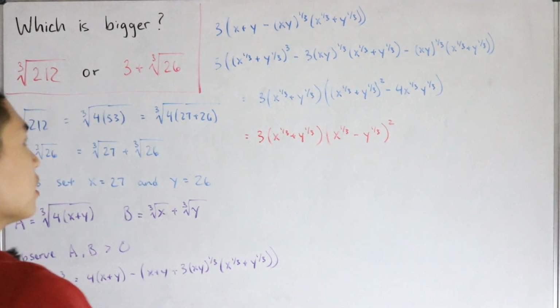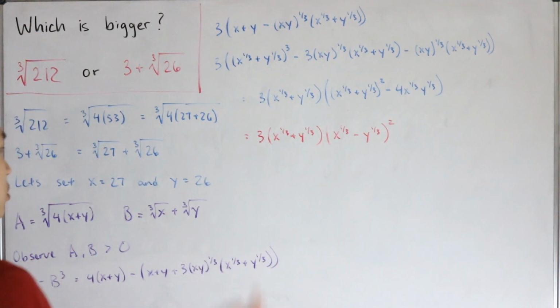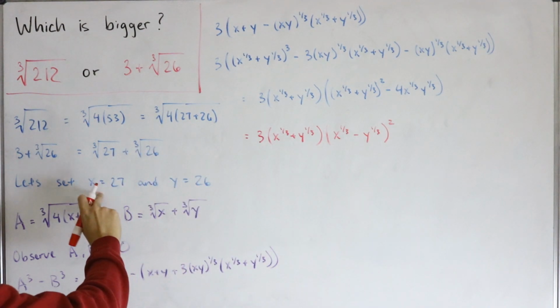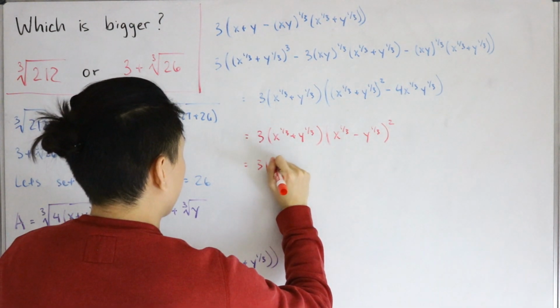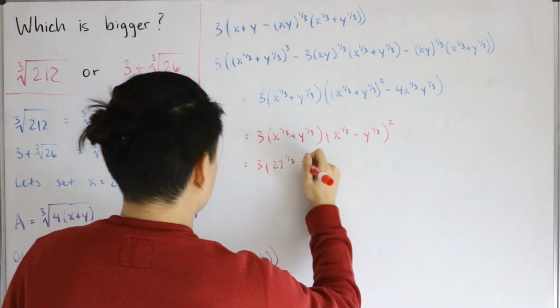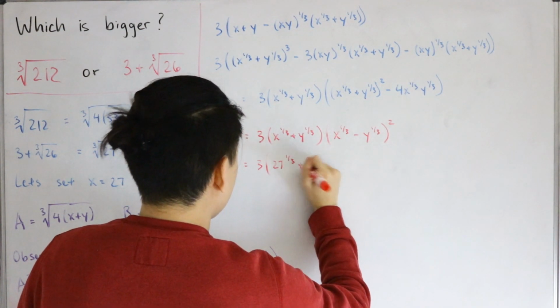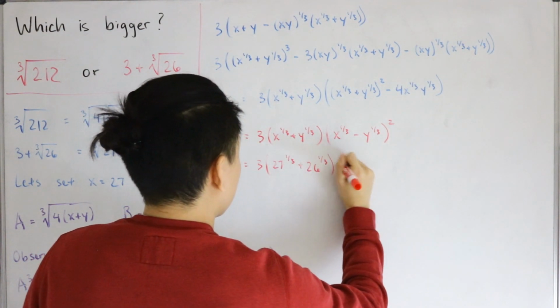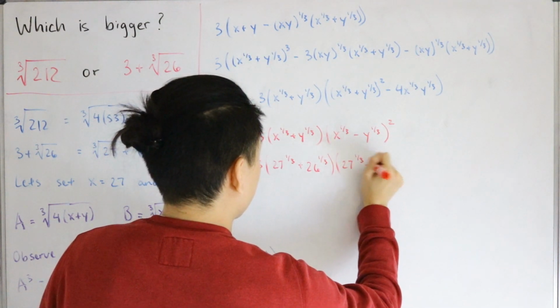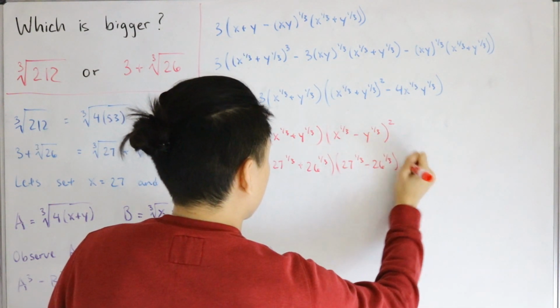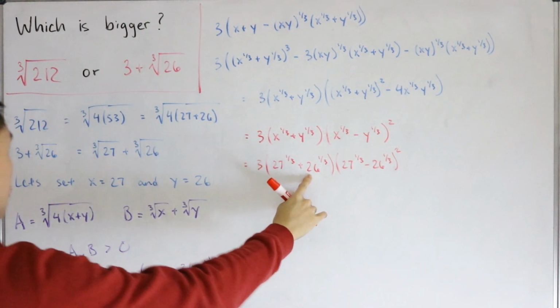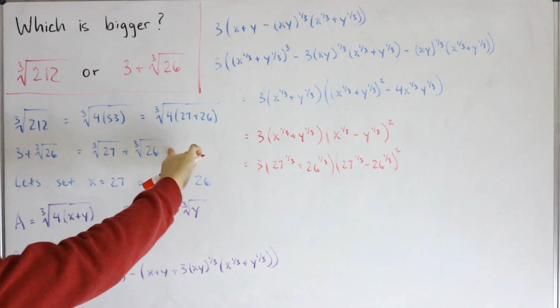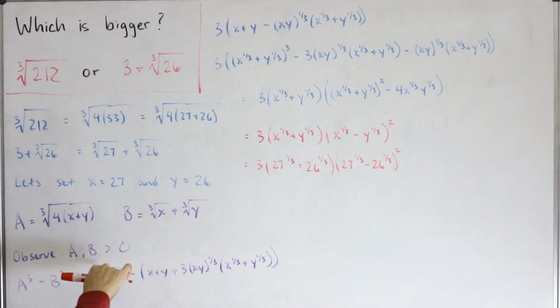And that's as good as it gets that we can reduce this down to. So now let's next put back our terms, x equals 27 and y equals 26. Of course I have 3 multiplied by 27^(1/3) plus 26^(1/3). I'm just gonna write the exponents the way they are instead of in terms of the radical symbol. Then multiply by 27^(1/3) minus 26^(1/3), and then quantity squared. Okay. So 27^(1/3) plus 26^(1/3) is basically the same thing as this, which going back to that formula is capital B, which we established is strictly greater than B.